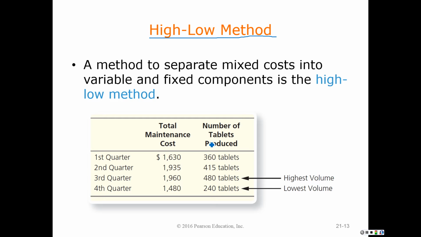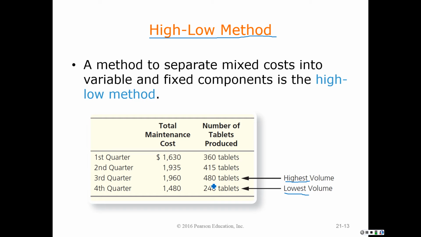And so we're assuming throughout the rest of this text that costs are going to increase when volume increases, as long as we are acting within a relevant range. So if we look at the tablets that are being produced here, we look at our relevant range from the lowest amount of tablets that are produced compared to the highest volume. So our lowest quarter in producing tablets is 240. Our highest number of tablets that we produce happens in the third quarter at 480.